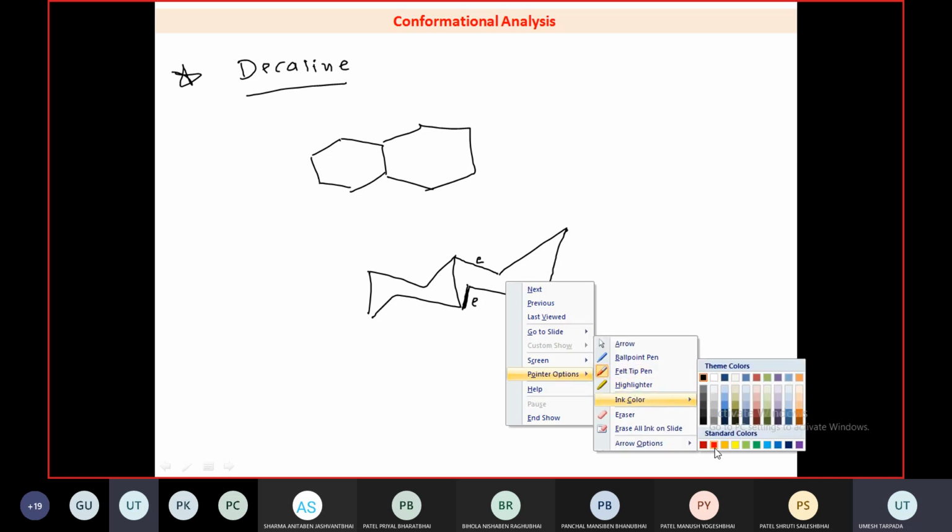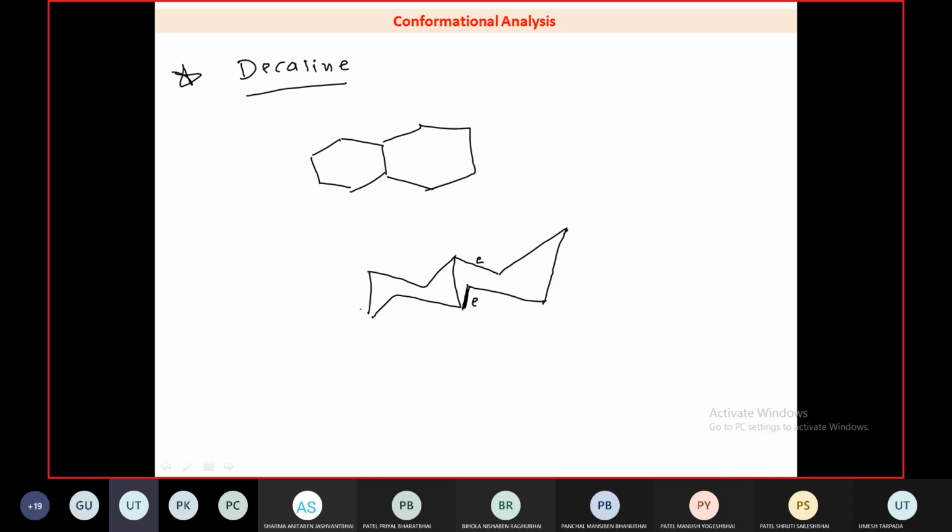You tell me, this structure is for what? See, if you consider this ring, you can extrapolate this line. It goes in a downward direction. This line goes in an upward direction. So both the groups are at equatorial position, and both the lines go in opposite directions. So it is called trans decalin.